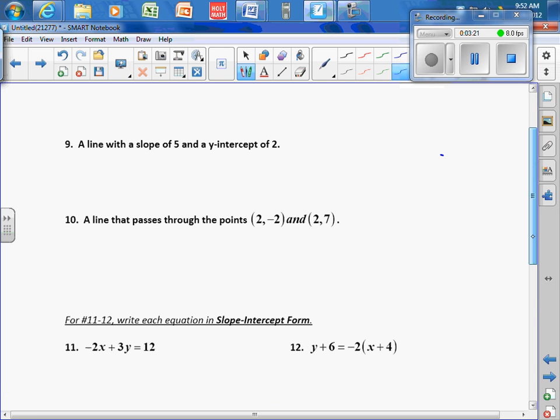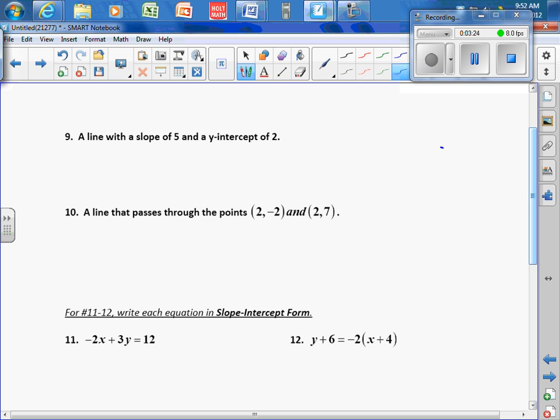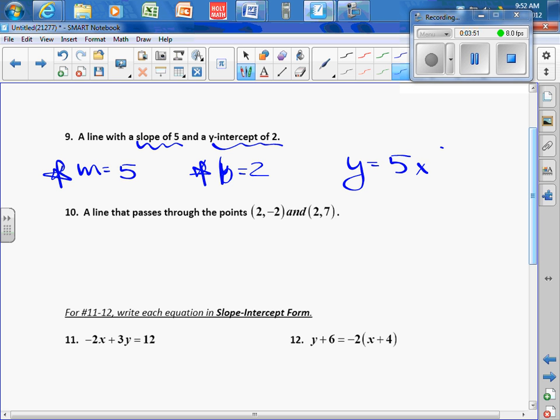In number 9, it's the difference between thinking you know and knowing you know. Prove to me you know what's going on and write down m is equal to 5. This is a 5-point question. You just earned 2 points. The y-intercept is 2. Tell me that the y-intercept b is equal to 2. You just earned 2 more points just by writing those two things down that you should already know. Y is equal to 5x plus 2 is your final answer.